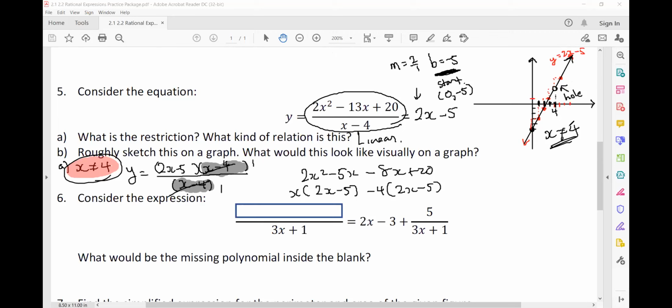Yeah, it's literally called a hole. Okay, there is a hole at x equals 4 is what we say, because of the restriction. Pretty messed up, eh? It is what it is. Any questions about this one?